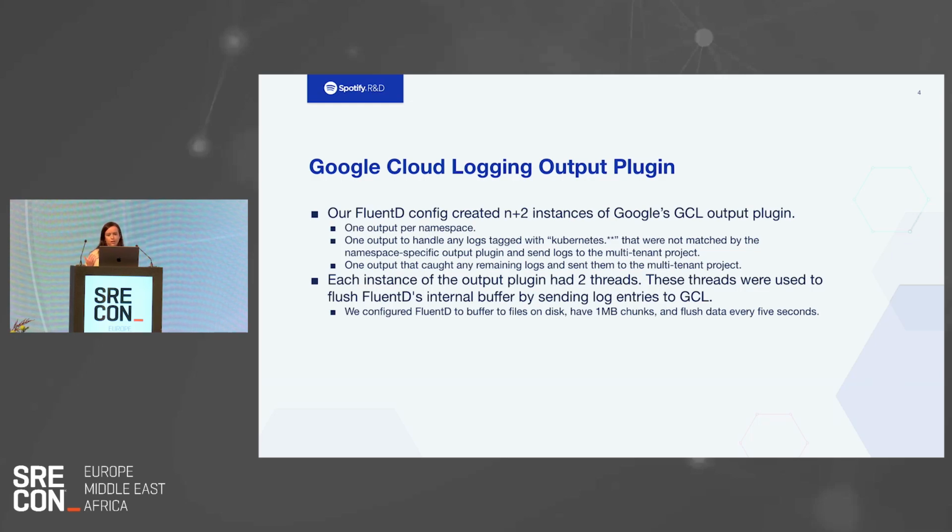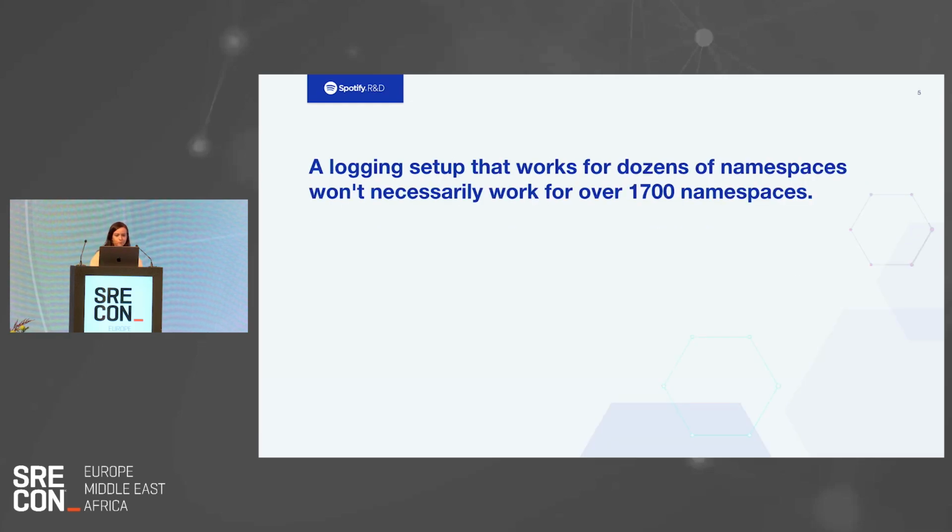Each instance of these output plugins had 2 threads. These threads were used to flush FluentD's internal buffer by sending the log entries to Google Cloud Logging. So this was working well at the time. But one thing we quickly learned, which is kind of like a spoiler alert, is a logging setup that works for dozens of namespaces or a few hundred namespaces doesn't necessarily work for over 1,700 namespaces as a company grows and you have a multi-tenant setup.